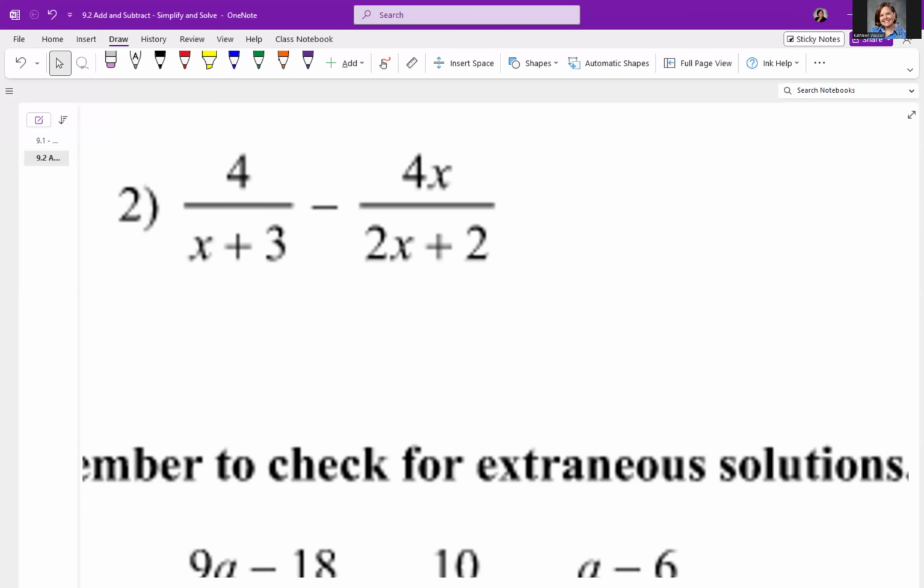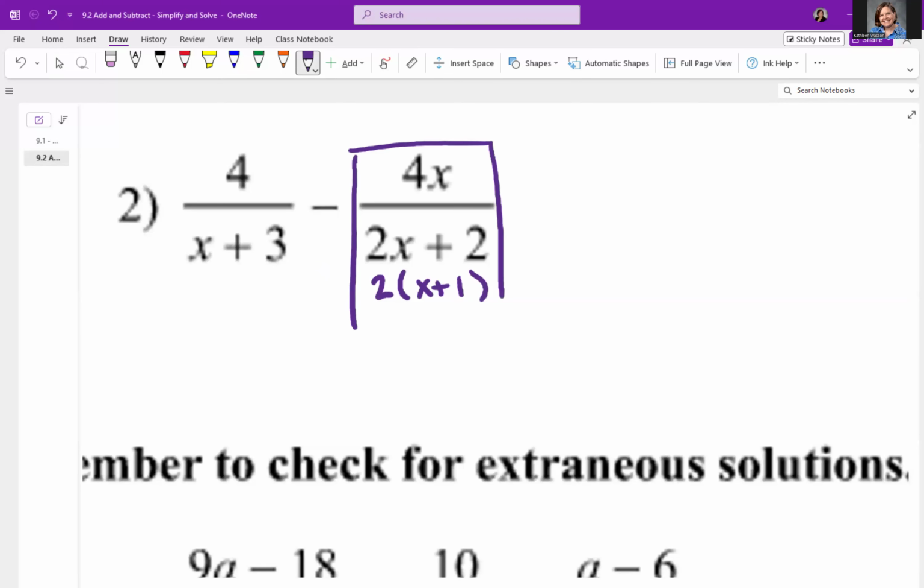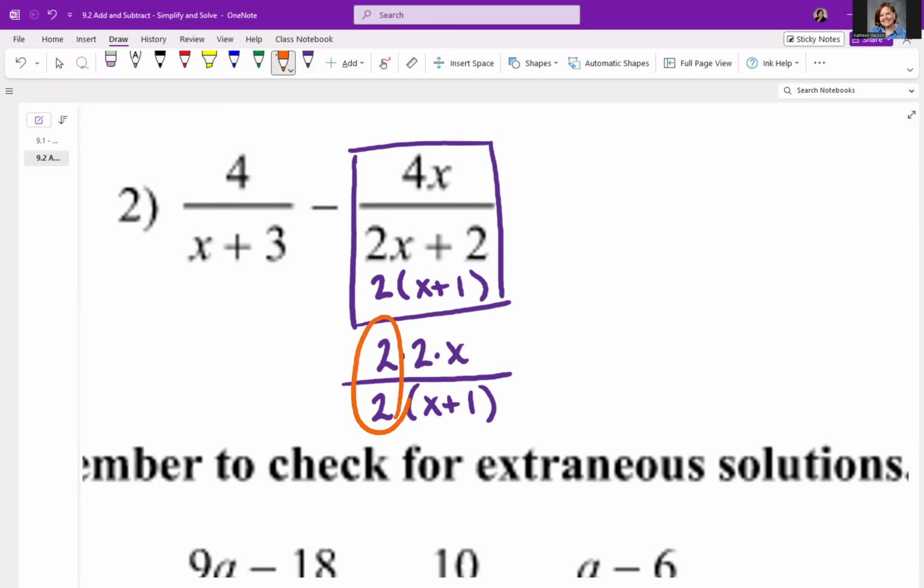So first, with this one, my denominator on the right side can be factored. This is 2 times x plus 1. That's useful because then I can reduce this fraction. 4x is 2 times 2 times x, and my denominator here is 2 times x plus 1. So before I make common denominators, I can reduce this because there's a 1 right here.